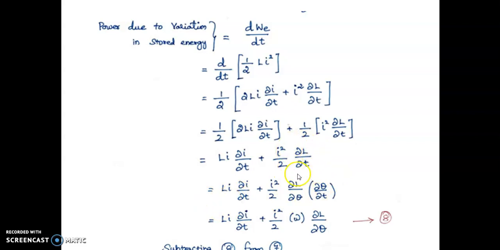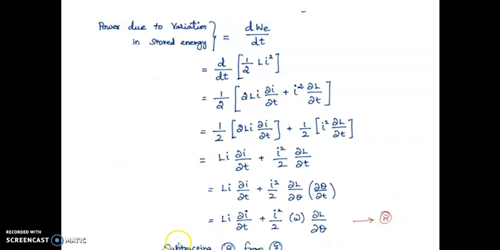And here also we don't have the angular velocity expression. So we are multiplying the second term by ∂θ and dividing by ∂θ. So the next step is Li ∂i/∂t plus i²/2 ∂L/∂θ into ∂θ/∂t, which is written as Li ∂i/∂t plus i²/2 ∂L/∂θ, and this ∂θ/∂t is written as ω. So this is assumed as equation number 8.